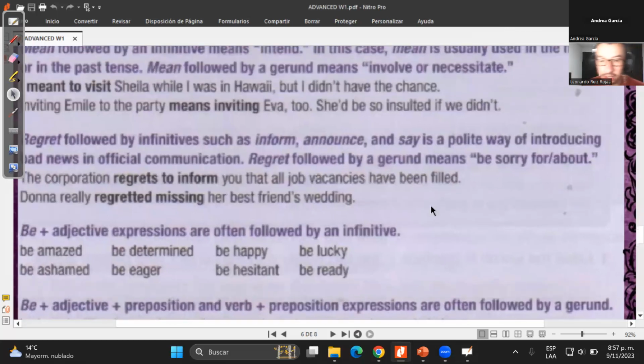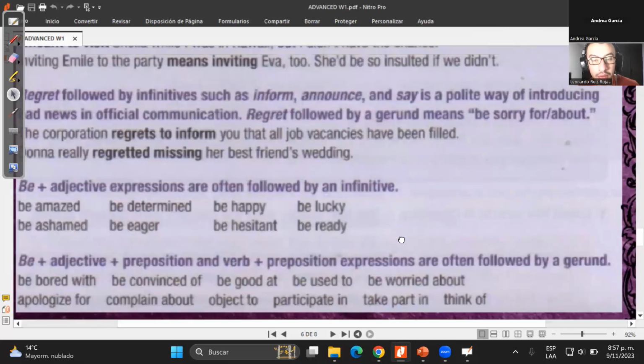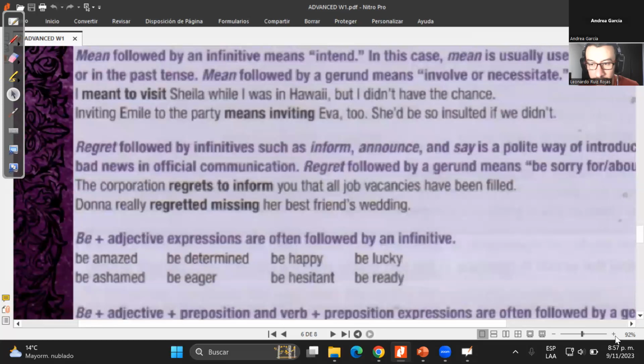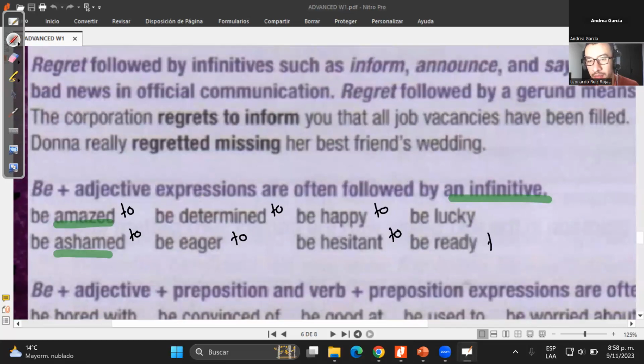Yes, ya los habíamos visto, prepositions followed by, be good at, be convinced of, but I would like to include some expressions that are with adjectives, pero are followed by infinitive. Ready? Entonces, en este caso es be amazed to do something. Be ashamed to do something. Be determined to do something. Be eager to do something. Be happy to do something. Be hesitant to do. Be ready to.